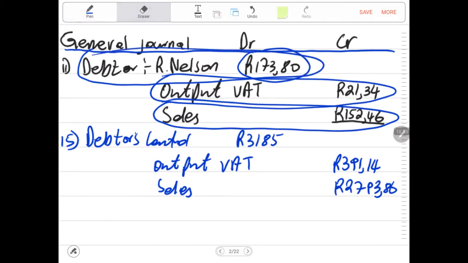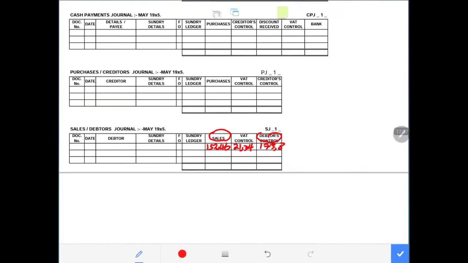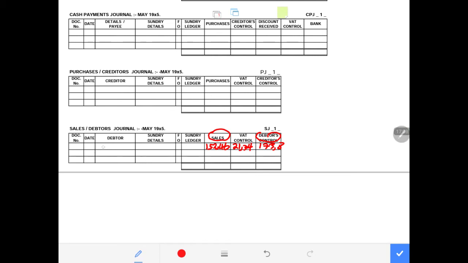So now your general journal is the duplicate of the accounts that will be recorded in the general journal. Everything is just copy and paste. So now you do the same again with the second one. Now don't forget, under the name of the debtor you write R. Nelson, the name of the debtor.